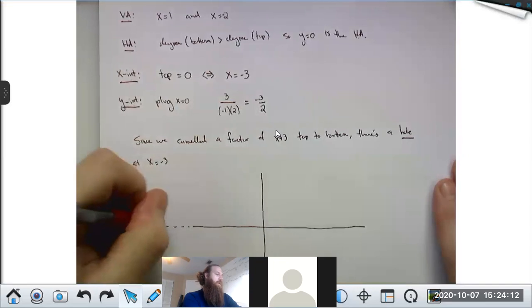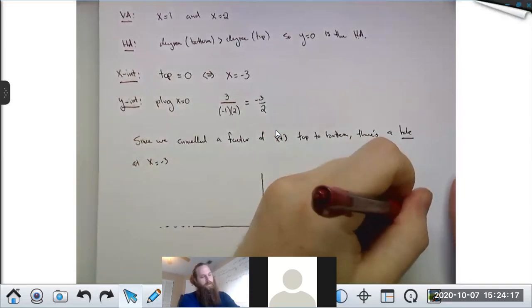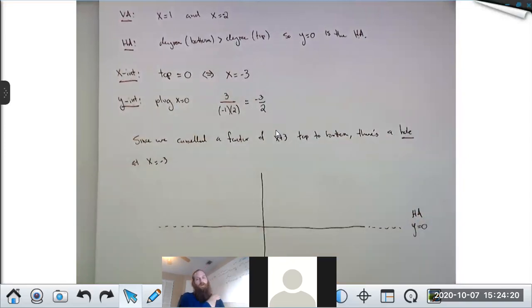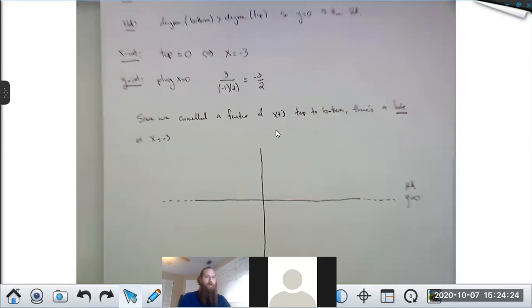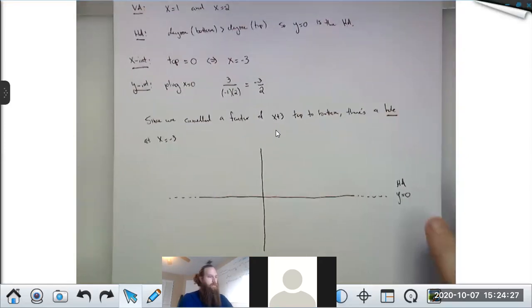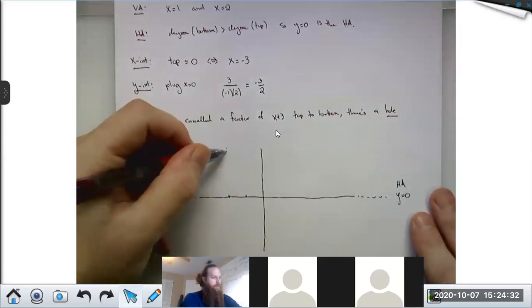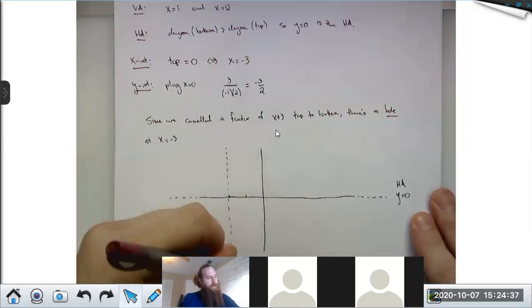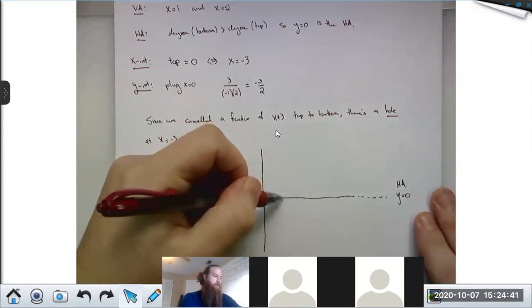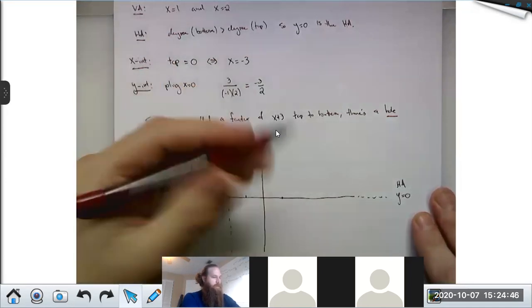I begin by drawing in my asymptotes. The HA is the line y equals 0. Then I draw in my vertical asymptotes. So I've got one over here at negative 2. And I label that. Always label all this stuff. Don't just draw it, label it. My other VA was at x equals 1.